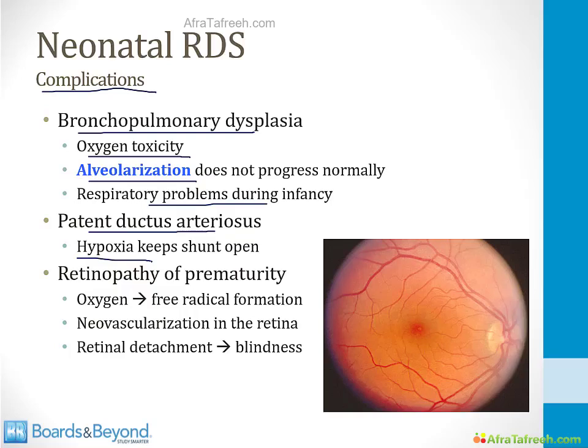And then finally, babies can have problems with the eyes. Retinopathy of prematurity is a condition where high amounts of oxygen administered to the baby to oxygenate the blood lead to free radical formation in the eye. This can cause new blood vessel growth in the retina. This is called neovascularization, and as a result, the retina can detach, and this can potentially lead to blindness.